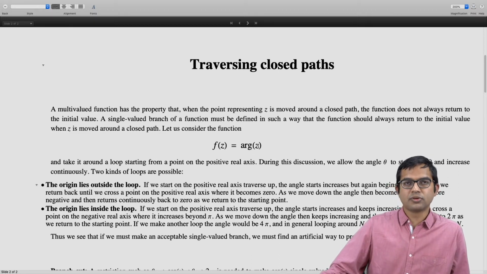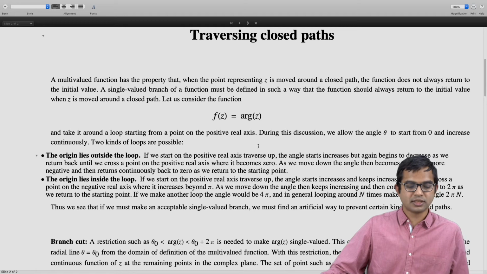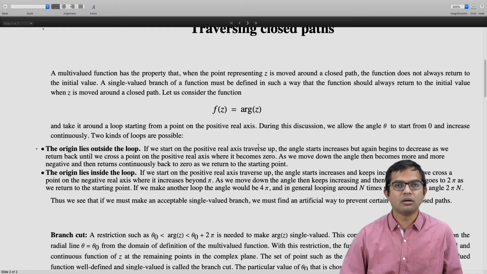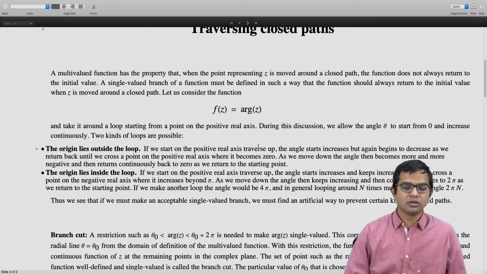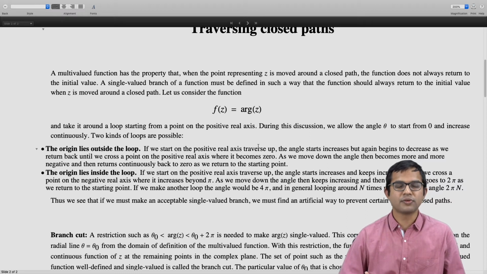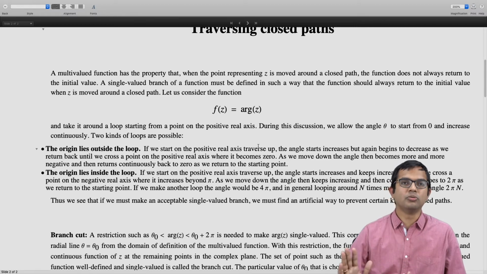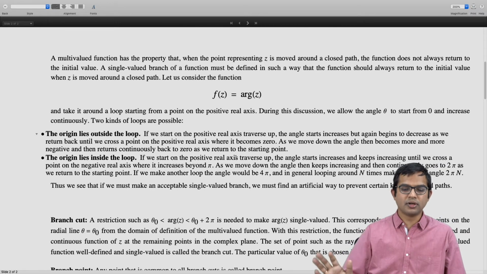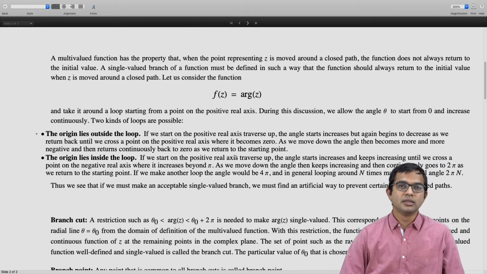And so it's not enough to introduce the notion of a branch, but we also need to introduce something called a branch cut. So we must put a restriction that your angle theta naught must lie inside some set of angles which goes from theta naught to theta naught plus 2 pi. You have the freedom to fix your theta naught, but we must remove a whole array of points, right? So this corresponds to removing this radial line theta equal to theta naught from the domain of definition of the multi-valued function. So this is one way to solve this problem.